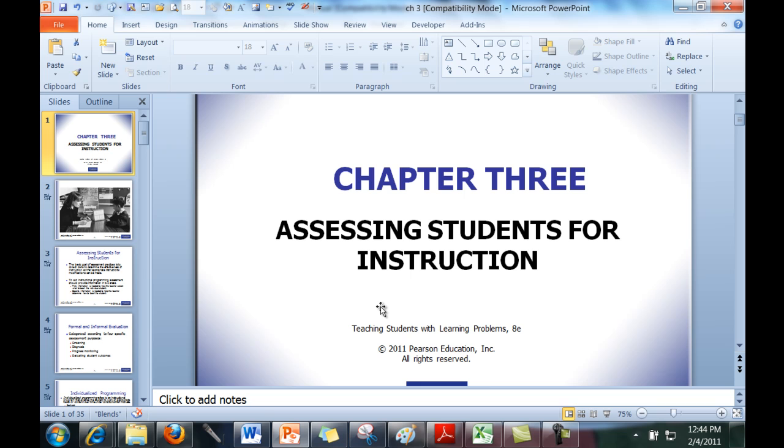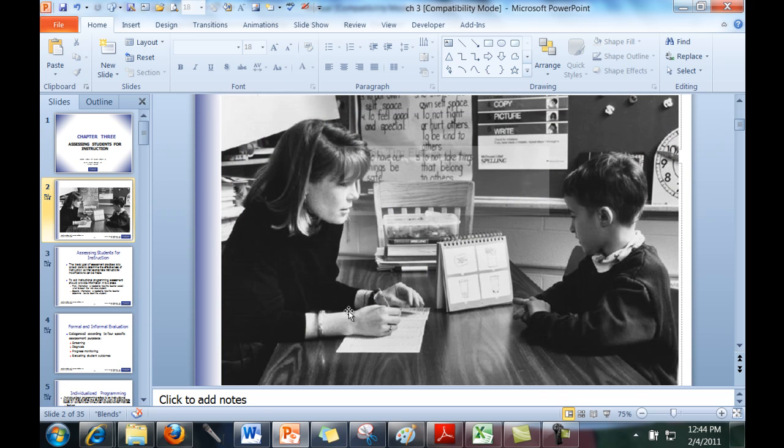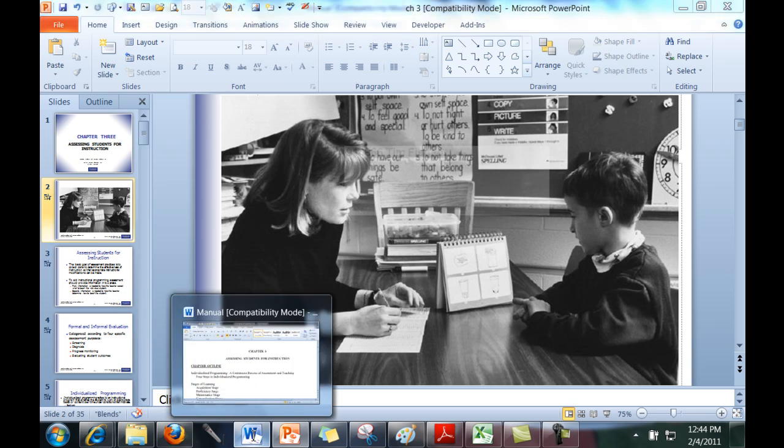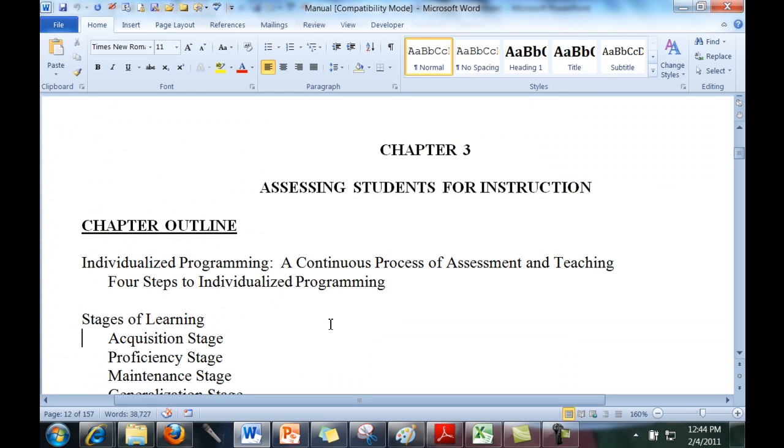Assessing students for instruction. Now, I know you should be getting this in about 3, 4 other classes, but here is the special ed take for instruction. In this chapter, we're going to talk about a number of things that you should be duplicating other places, but I just needed to bring it into this discussion.